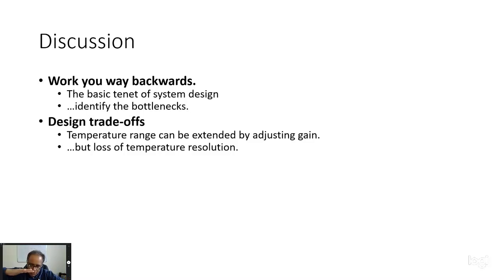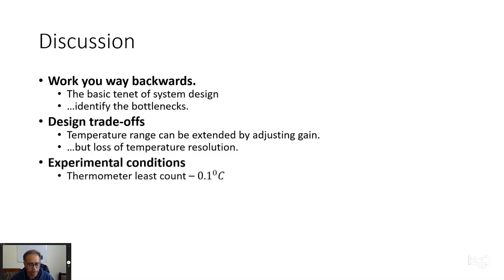If you bring down the gain, you are able to cover a larger range, but then the temperature resolution drops, okay? Because you only have a limited number of bits, 1024 bits, okay? So that's a design trade-off. Now the experimental conditions. So here, this was a very crude setup, right?